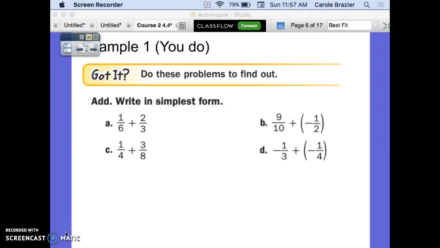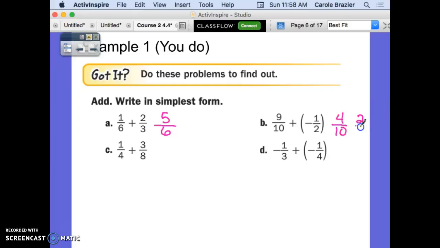Okay, welcome back. For your answers, for 1/6 plus 2/3, you should have gotten 5/6. 9/10 plus a negative 1/2, you should have gotten 4/10, and then to reduce that, you should have gotten 2/5. Because my positive is bigger, it stays positive. We have to take back those integer rules that we did last chapter. For C, you should have gotten 5/8, and that's reduced. And then for D, you should have gotten negative 7/12 because they're two negative numbers, so I'm adding them.